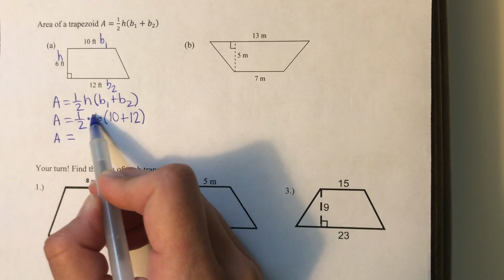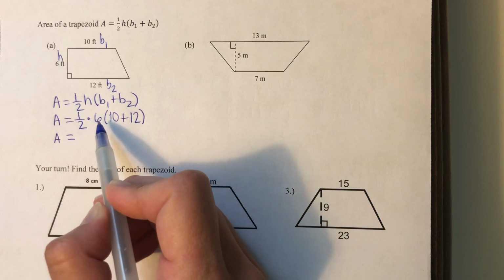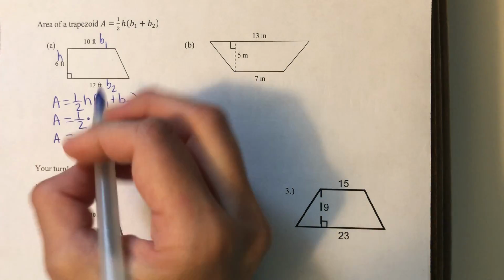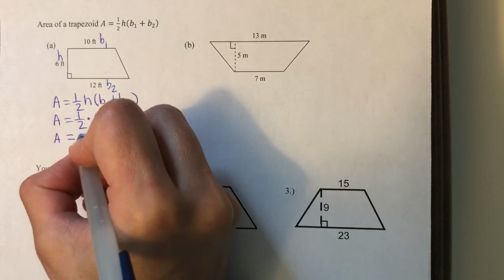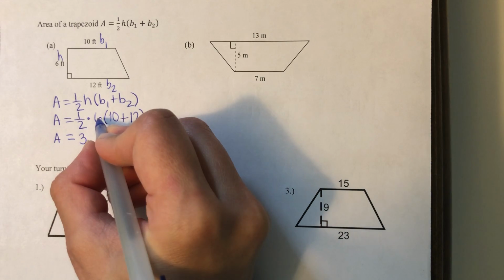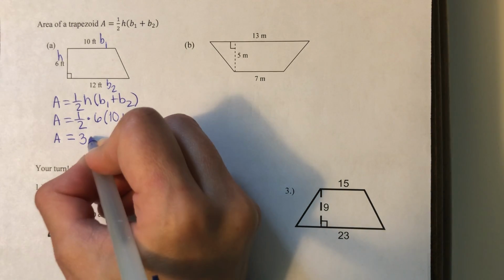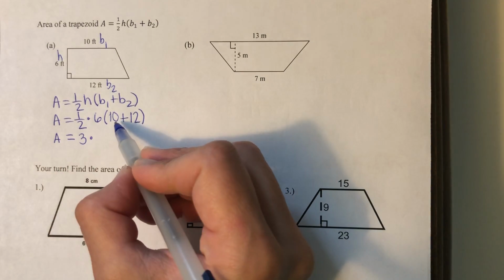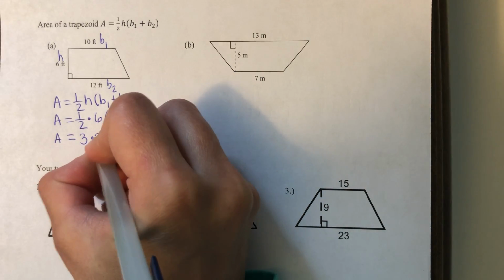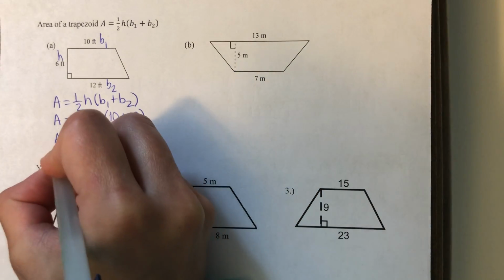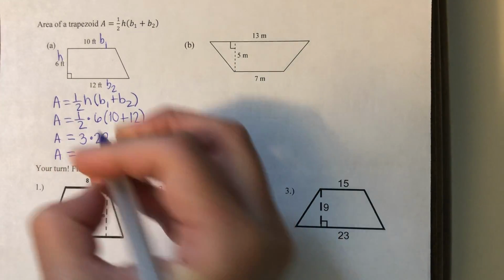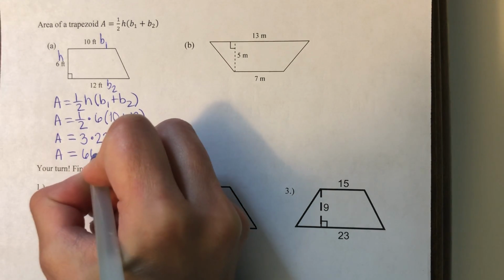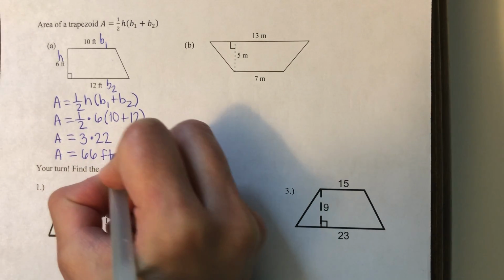We can also do this multiplication right away. I'm kind of going to take care of 2 steps at once. So 1/2 of 6 is 3. And again, it's right up against these parentheses, so they're going to get multiplied together. 10 plus 12 is 22. And lastly, 3 times 22 is 66 feet squared.